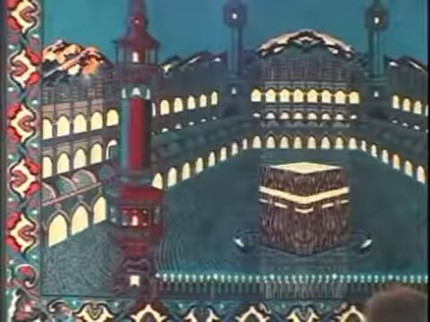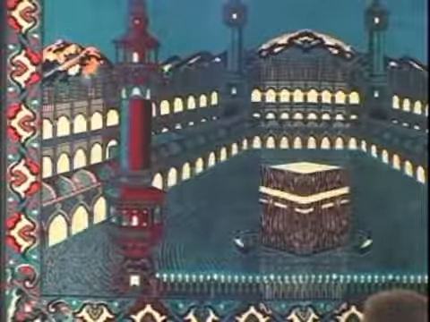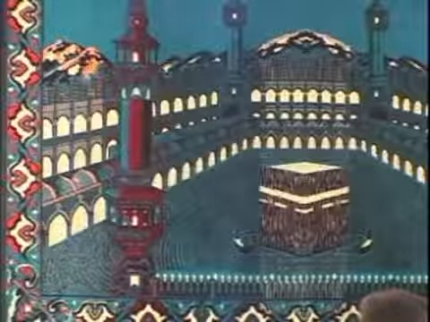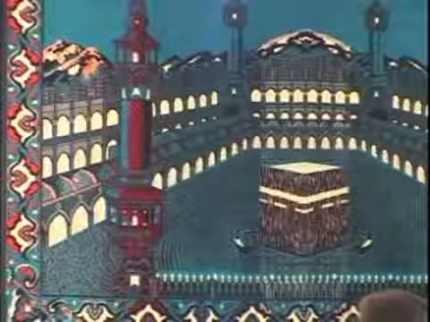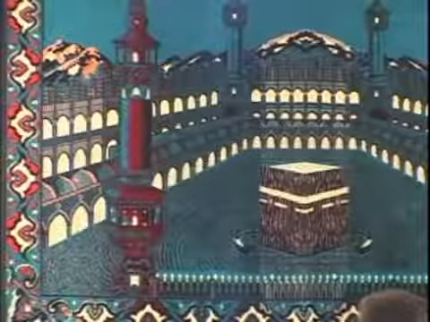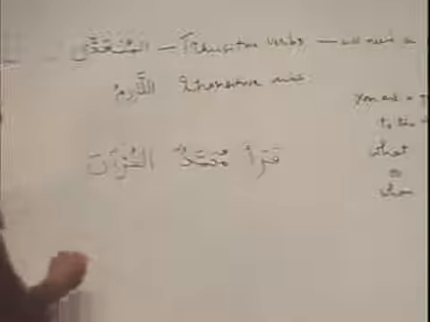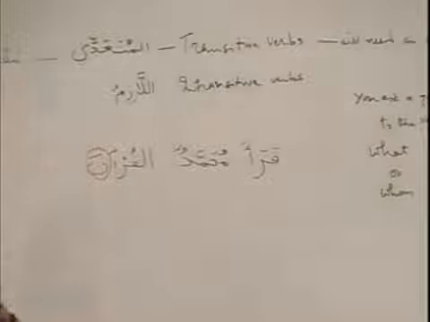Now the next thing is that if I say here, Qara'a Muhammadun, see, fa'il is always marfu. Qara'a Muhammadun. What did he read? The question is, what did he read? Qara'a Muhammadun al-Qur'an. Now, see, it is maf'ulun bihi mansubun. Why mansubun, brothers and sisters? Because now it has got fatha.